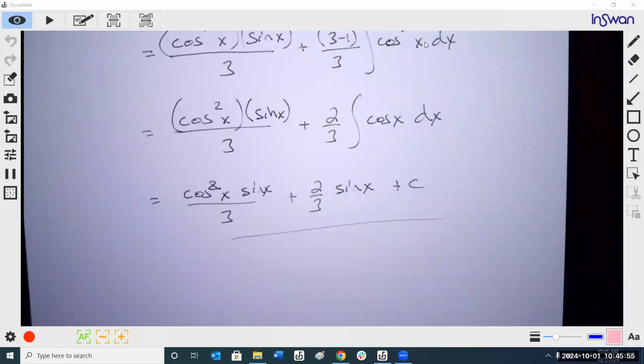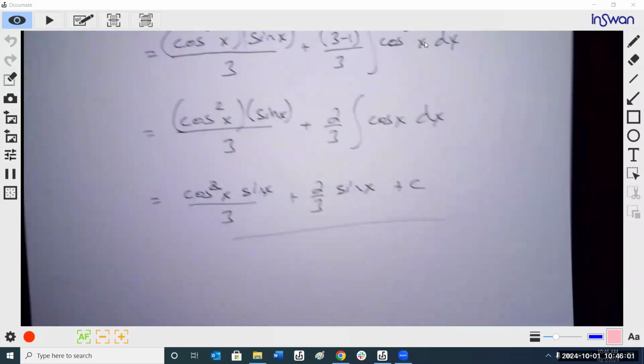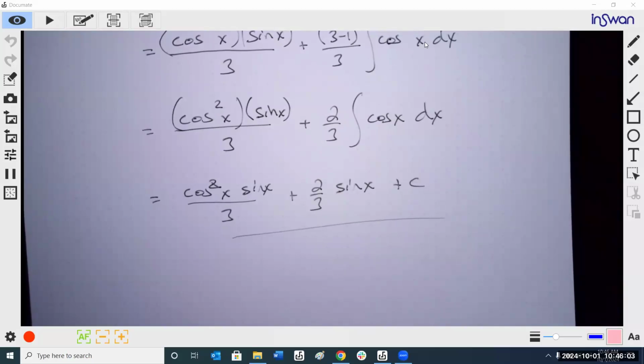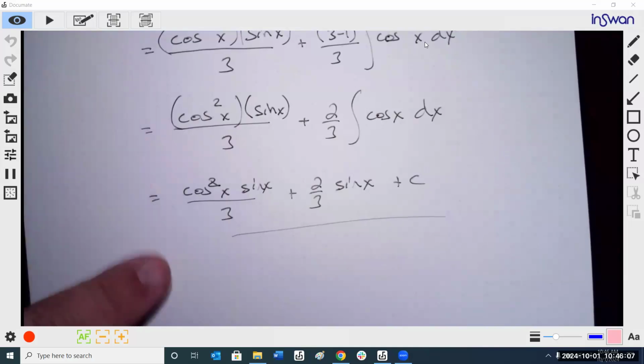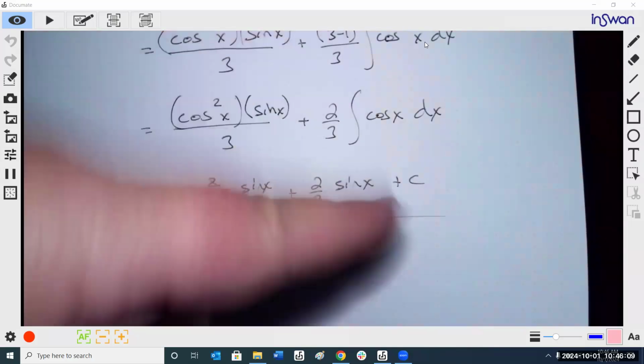Right, so that's what we're doing so far with indefinite integrals. Can we do it with definite integrals? Yes, because once we get to this part, instead of having a plus c, we will have actual values.